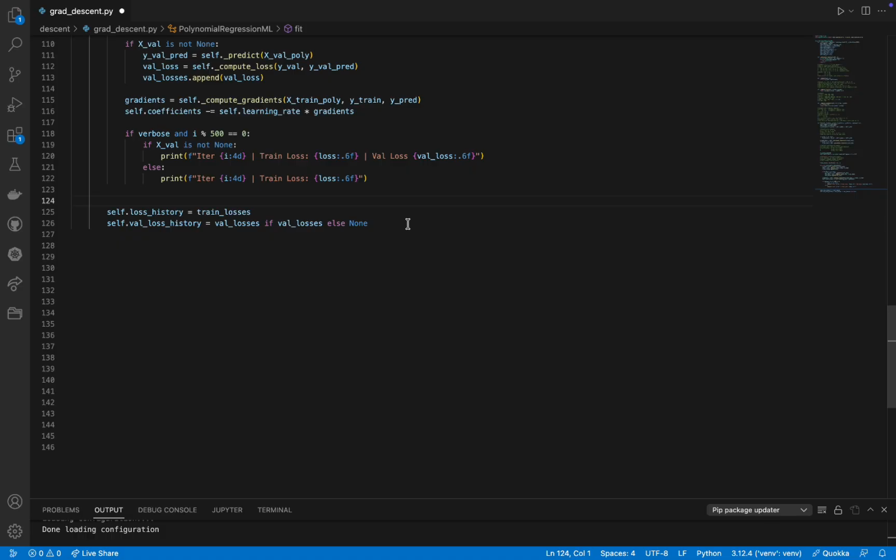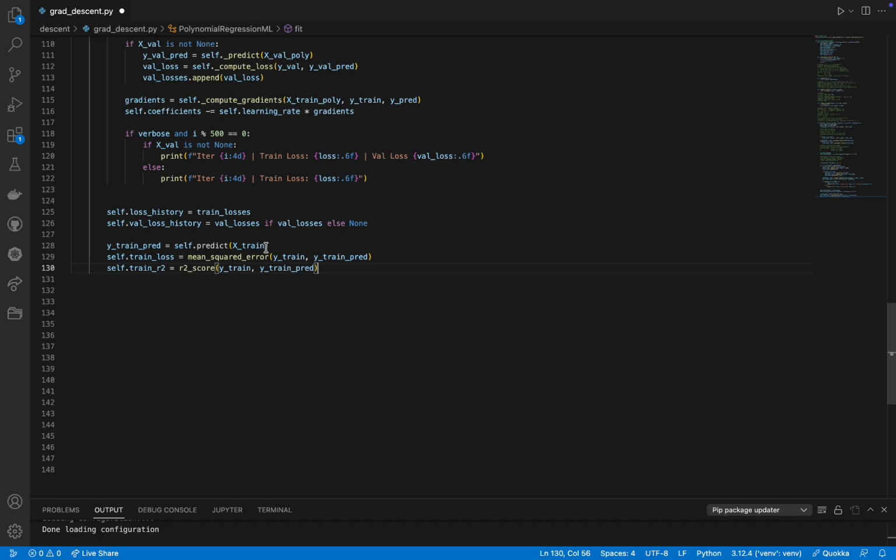After the training loop finishes, we save our loss history. We assign train losses to self.loss_history, and if we have validation losses, we save those too, otherwise we set it to None. Why save this? Because we can plot it later to visualize the learning process, and we can see if the loss is smoothly decreasing, if it's bouncing around, or if it's converging to a stable value. We can also check if training loss and validation loss diverge, which would indicate overfitting, and it's pretty useful.